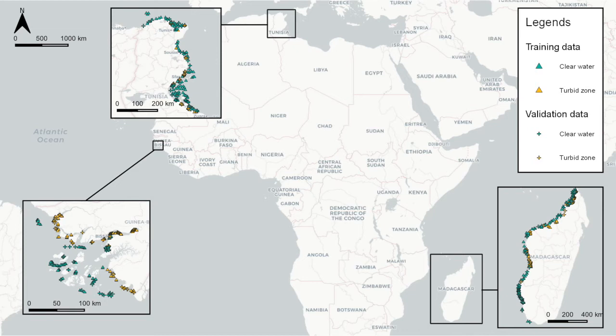We selected our study sites on the coastal areas where we have observed turbidity in our previous work. The sites are Guinea-Bissau, Tunisia, and Madagascar. We handpicked some turbid zones and clear water points based on visual interpretation for training and validation data.